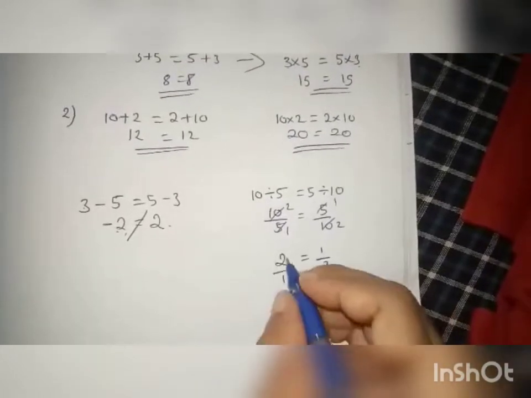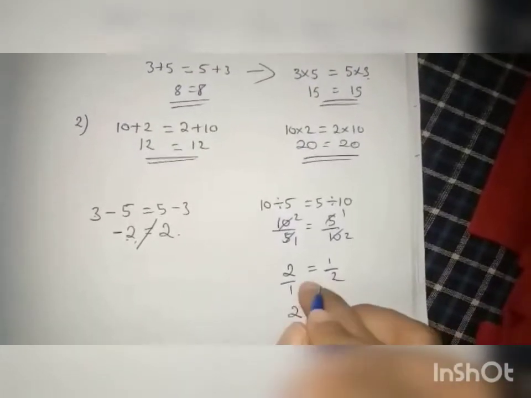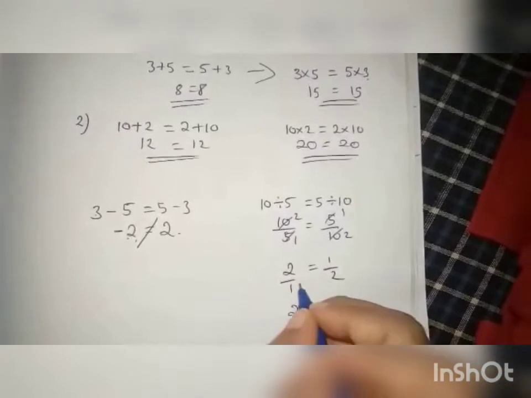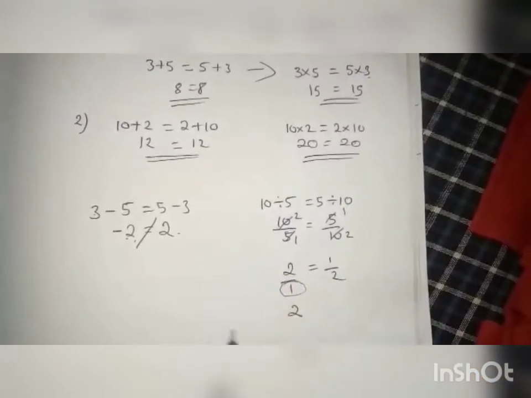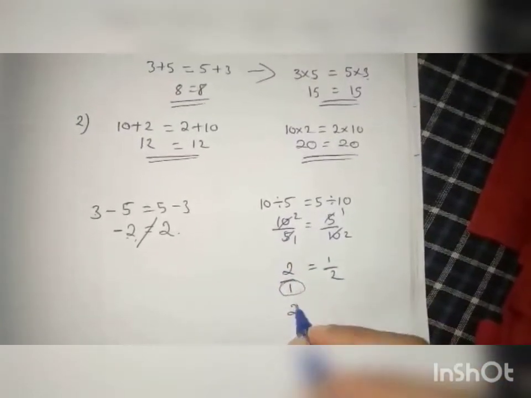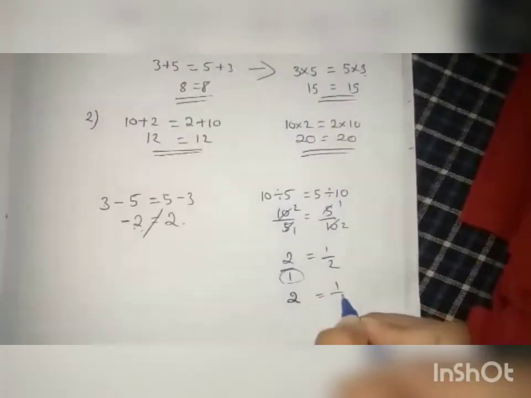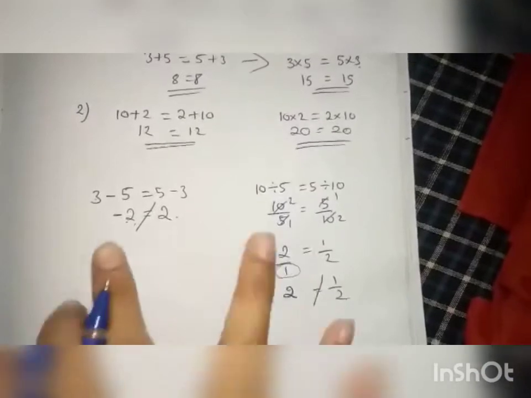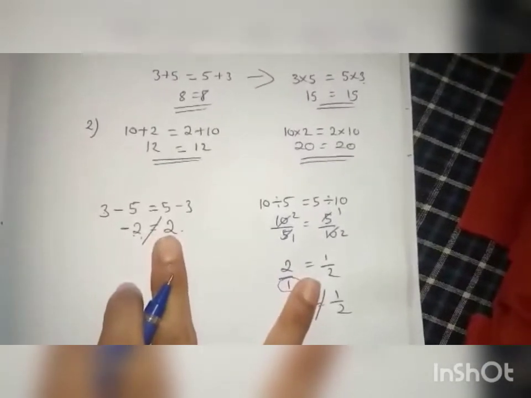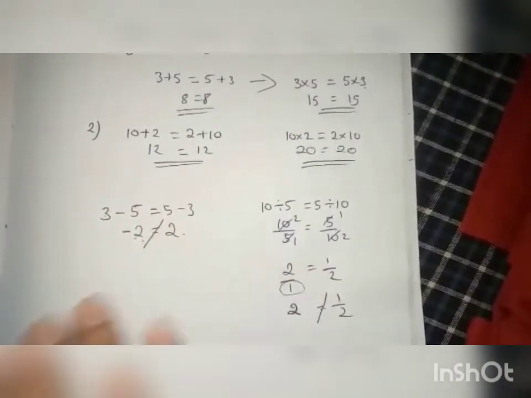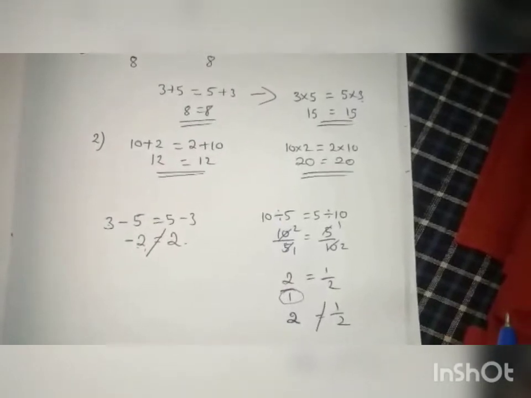We have studied 2 by 1. If you have a 1 in the denominator, we can neglect it. We can write only the numerator. That is, 2 by 1 is 2. But we cannot do this one. So it is half. So it is not equal. So by these two examples, we can say that subtraction and division do not hold for the commutative property.